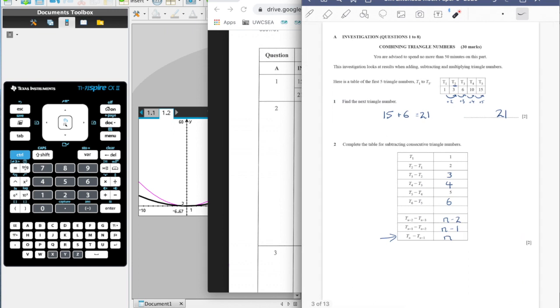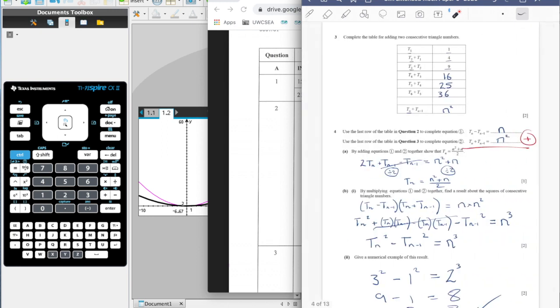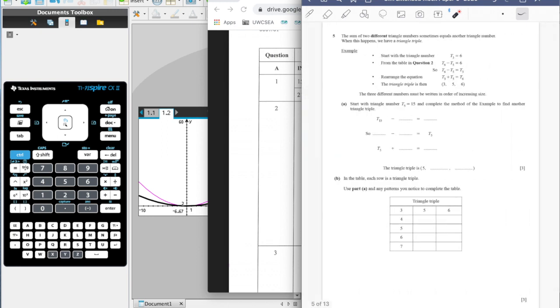Now it's quite an interesting one, 3, 5, and 6, because we're dealing with the n values, remember, not the triangle number itself. 3, 5, and 6 are not the triangular numbers, it's a triangle triple, where we've got triangle number 3 plus triangle number 5 equals triangle number 6. So let's have a go at this process again from what we had.